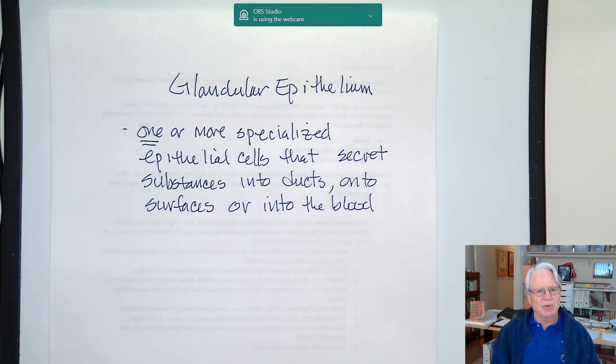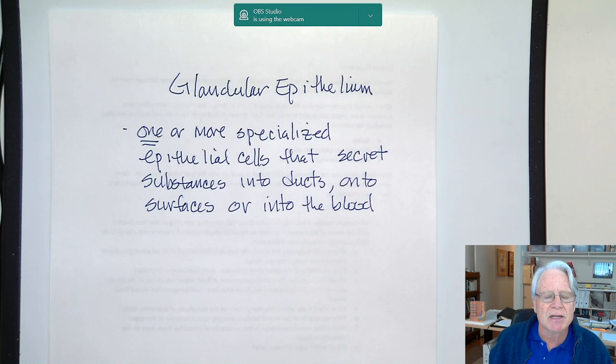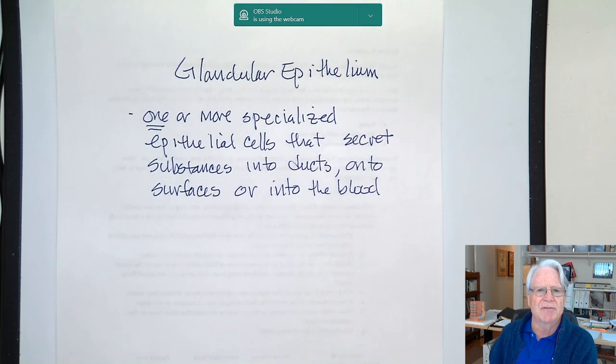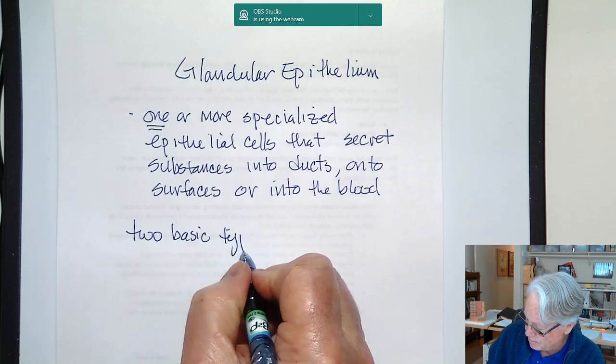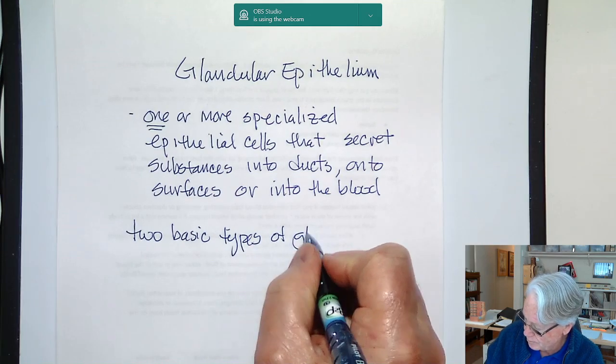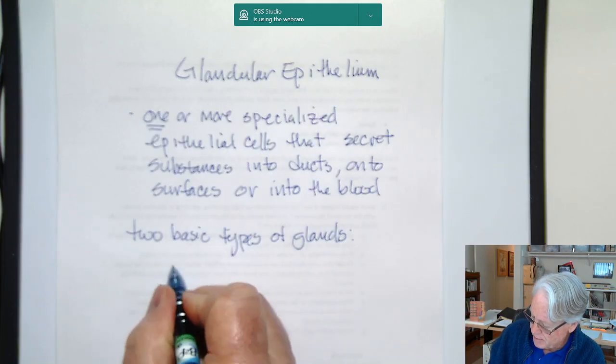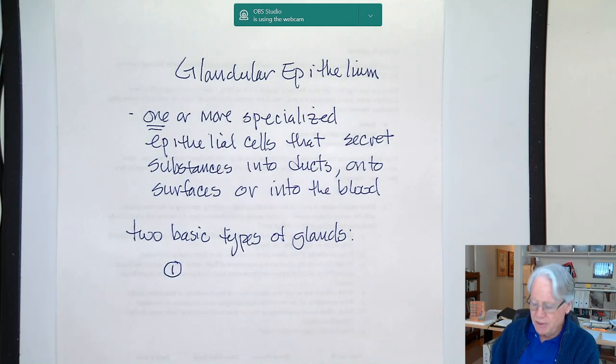So a single cell can qualify as a gland, and we've already seen examples of that when we were looking at covered and lining epithelium, when we looked at goblet cells. All right, so one or more specialized epithelial cells that secrete substances into ducts, onto surfaces, or into the blood. When we think about this definition and look at the human body, it turns out that there are two basic types of glands. Number one, endocrine glands.